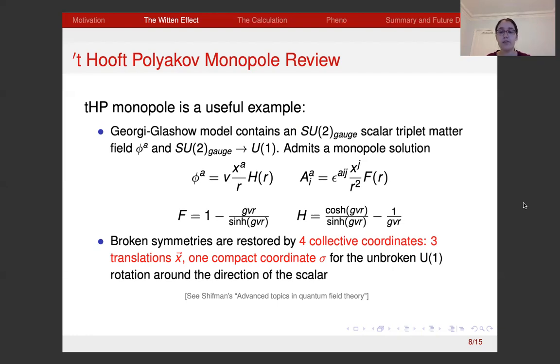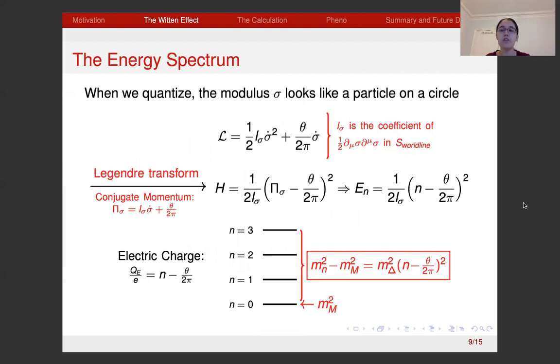And this sigma is going to be the coordinate that we really care about. Sigma is going to parameterize the unbroken U(1) rotation around the direction of the scalar. And since it's a rotation, it's a compact coordinate with period 2 pi. So in order to actually get the energy spectrum, we're going to need to quantize the moduli. And when we quantize the modulus sigma, it looks like a particle on a circle.